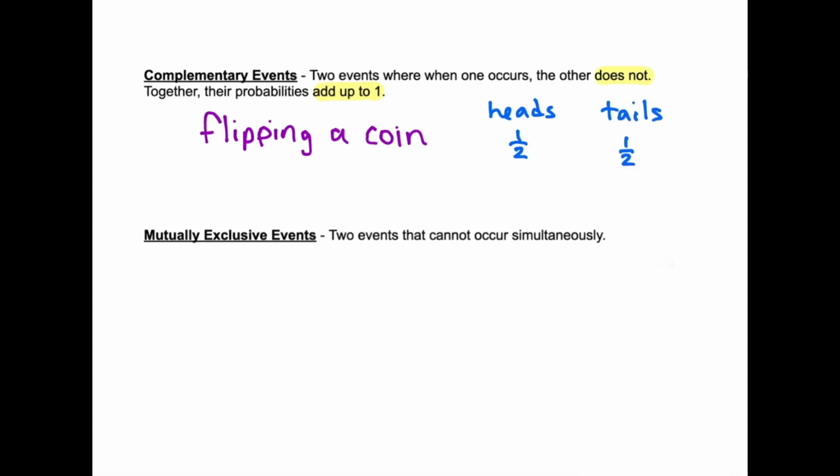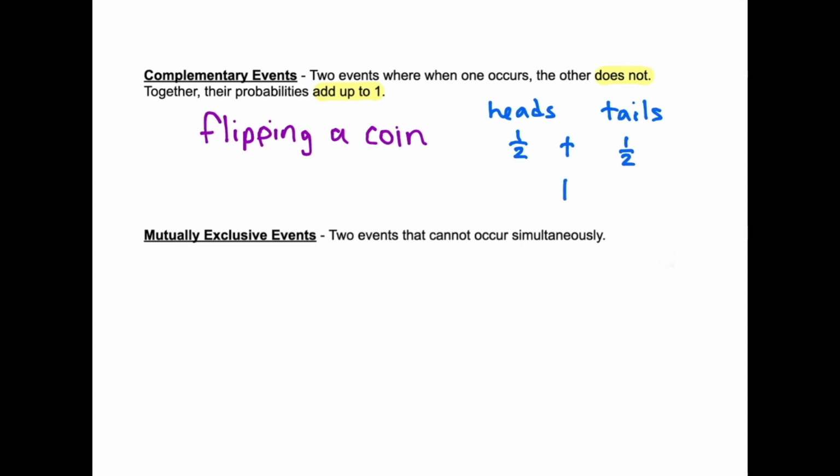In this video, we're going to find the probability of complementary, mutually exclusive, dependent, and independent events. Let's first talk about complementary events. These are two events where when one occurs, the other does not occur, and together their probabilities add up to 1. An example would be flipping a coin. You have a 1/2 chance of getting heads, and a 1/2 chance of getting tails. You cannot flip and get heads and tails in the same flip. And also, when you take 1/2 plus 1/2, you get 1 whole.